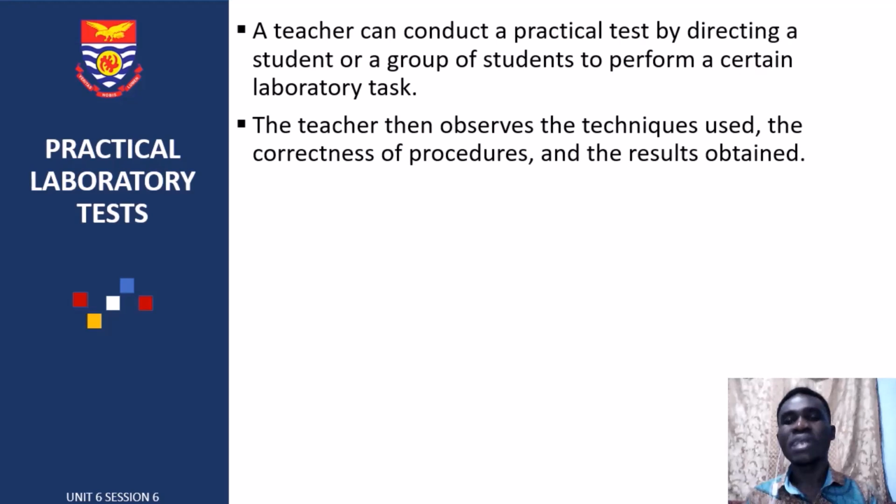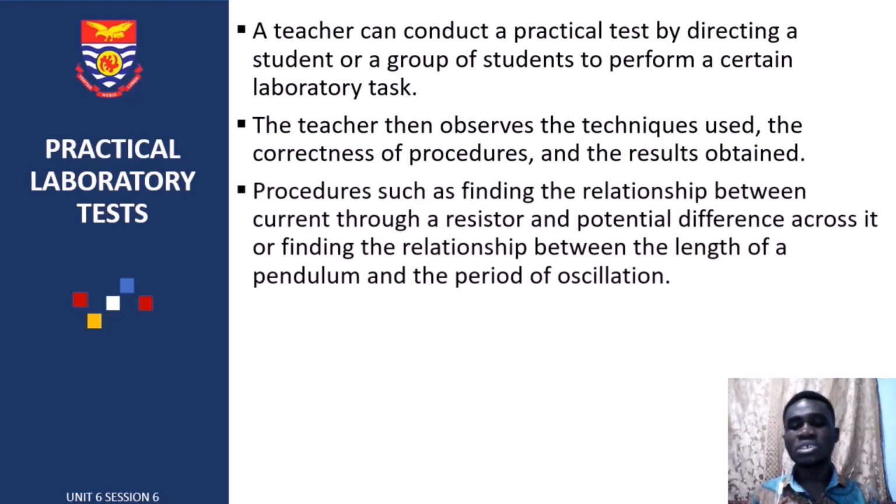So you give them a task to perform, and while they are performing the task, you must observe the techniques that they are using, find out whether they are using the correct procedure, and find out whether the results obtained from the experimental work are correct or not. Tasks such as finding the relationship between current through a resistor and potential difference across it, or finding the relationship between the length of a pendulum and the period of oscillation. This is a typical task that you can give to your learners to assess their practical laboratory work.